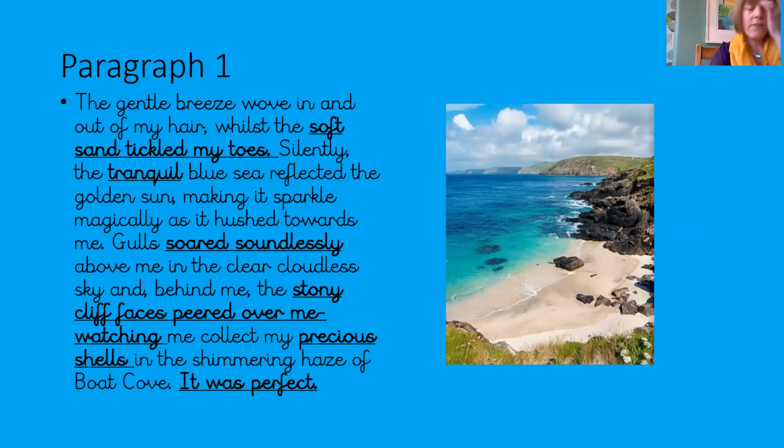Okay, so let's have a look at paragraph 1 together. So you can see in this paragraph, I've underlined some of the sentences or some of the parts of a sentence, some of the language, and we're going to talk about why I might have done. Maybe it's the same things that you have picked up on. So that first part, whilst the soft sand tickled my toes. So I particularly like that choice of language. I like the alliteration, so that repeated sound, soft sand tickled my toes, because it makes me think of how gentle the sand is.